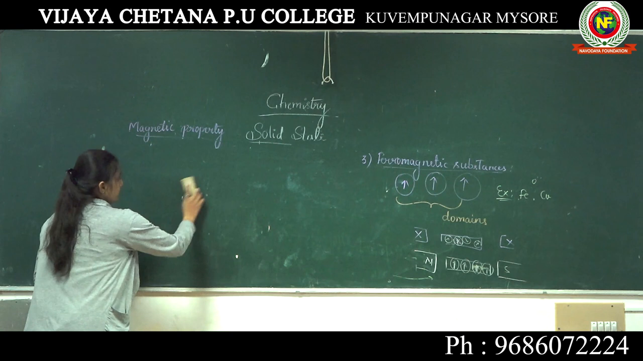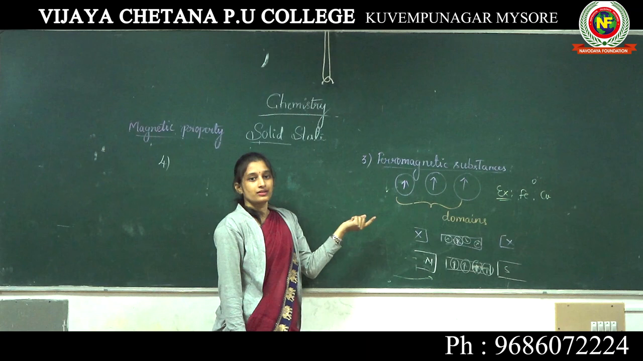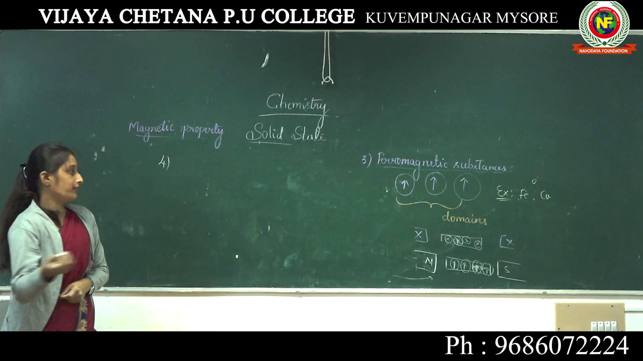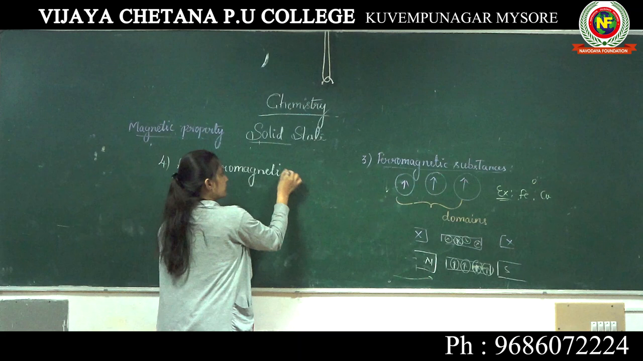Now, the fourth one. What is this? This is ferro. Fourth one, opposite. Corruption, anti-corruption. Ferro, anti-ferro. Anti-ferromagnetic substances.